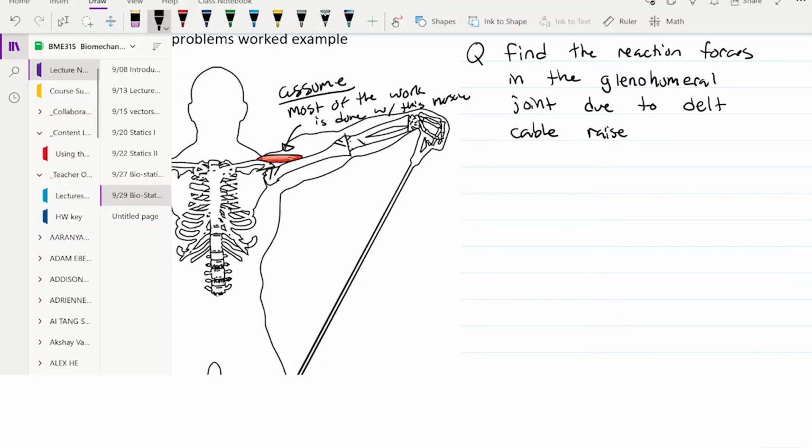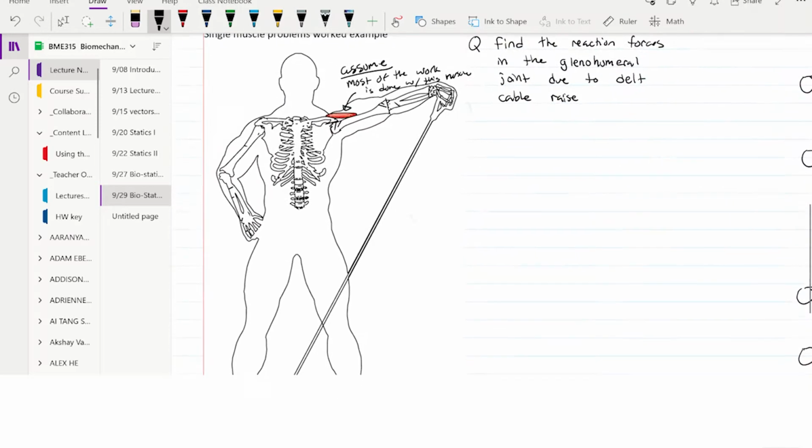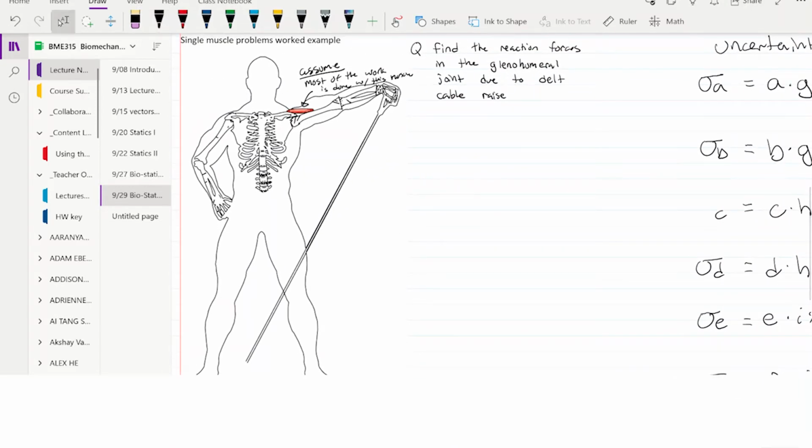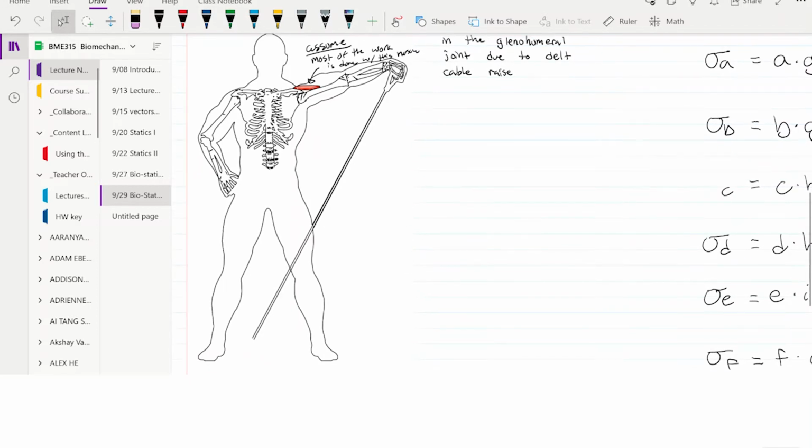So we're just going to make that assumption. All right. So again, all we're given is this little picture here, and someone asked us to analyze the reaction forces in the shoulder joint due to this cable raise. Say we went in and measured this angle, and said that angle was something like 55 degrees from some floor. So if we call that the floor, that's 55 degrees.